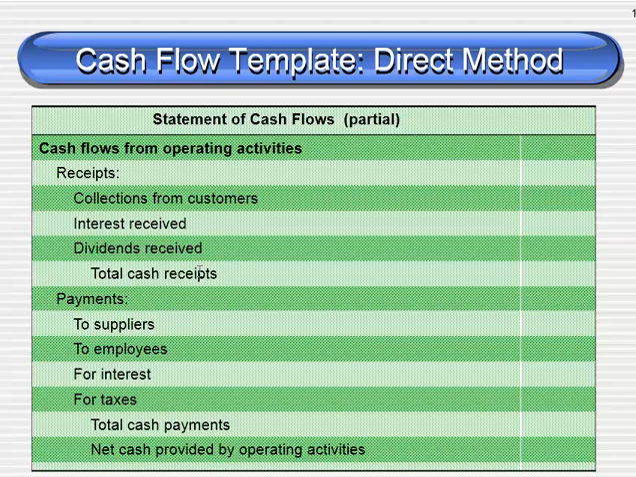So we're going to convert each line item on the income statement from accrual to cash basis. So in effect, the operating activity section of the direct method statement of cash flows is really just a cash basis income statement. So depreciation, depletion, and amortization expenses do not require the payment of cash and therefore are not going to be reported on our direct method statement of cash flows like they were under the indirect method.